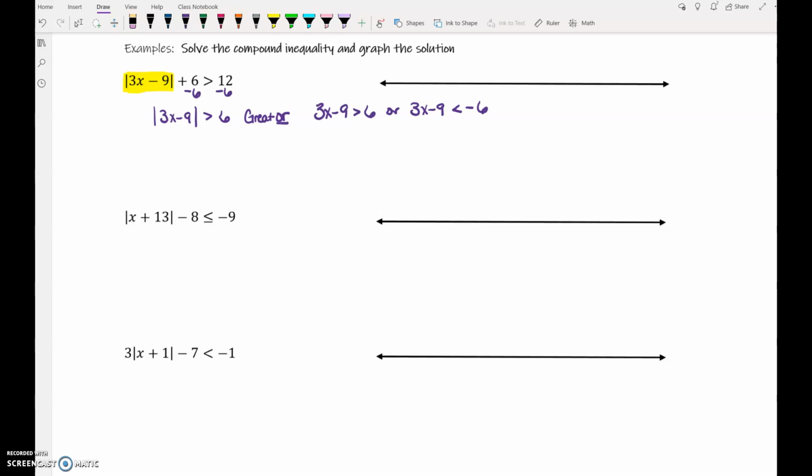Okay, we're back. So if you were actually doing this example fully, you would need to solve this one, and then graph your solution. Let's look at the next one. What do you think we would need to do first? Add 8. And that would give us the absolute value of x plus 13 is less than or equal to negative 1.